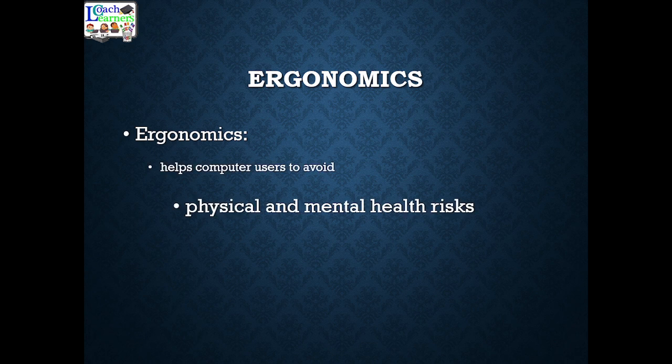Now, ideally, we also need to understand ergonomics. Ergonomics are the scientific principles of how humans interact with computers. So how do you sit, for example? The kind of mouse you're using, yeah? So it helps computer users to avoid physical and mental health risks, right?